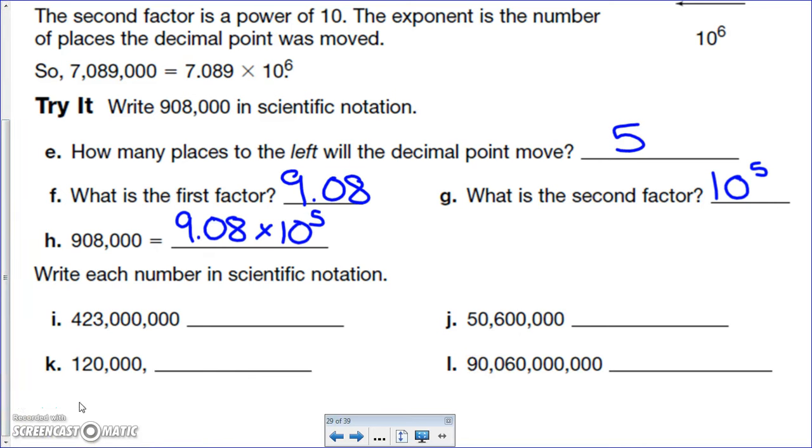For I through L, we're going to write each number in scientific notation. So for I, we have 423 million. We're going to bring our invisible decimal from the end of the number all the way up to between the 4 and the 2, a total of 8 places. So our first factor becomes 4 and 23/100ths times a base of 10, and the exponent is going to be an 8 because we had to move the decimal 8 places to the left.